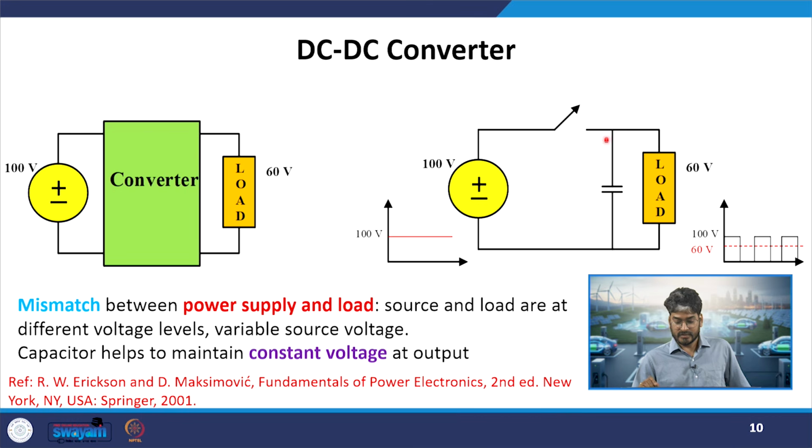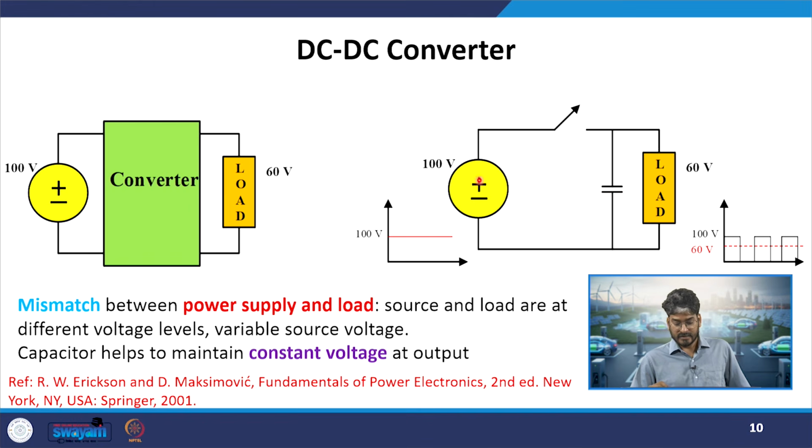But will this solution work? No. When the switch is closed, what will happen? Suppose this capacitor was at 60 volts, and it was discharged during the off time of the switch, because it will be feeding the power to the load through this path. The energy stored inside the capacitor will be half CV square. As the source is disconnected, it will be feeding the stored energy into the load and maintaining the current. Now, suppose it had discharged slightly below 60 volts, say 59 or 58 volts. Now, we have closed the switch.